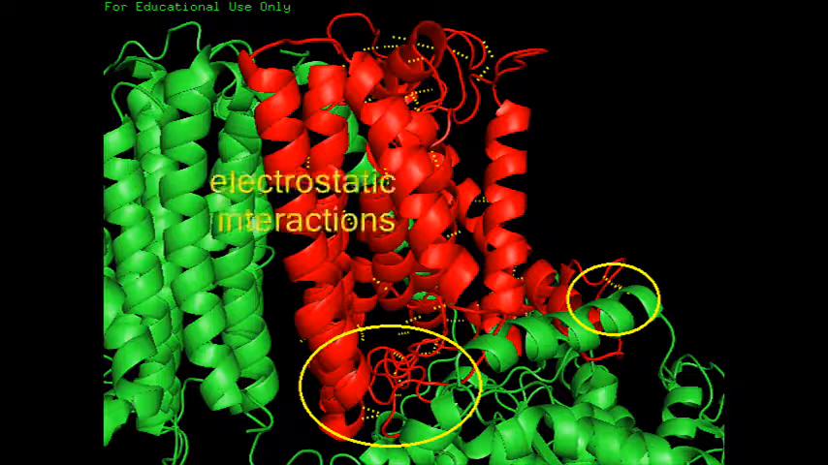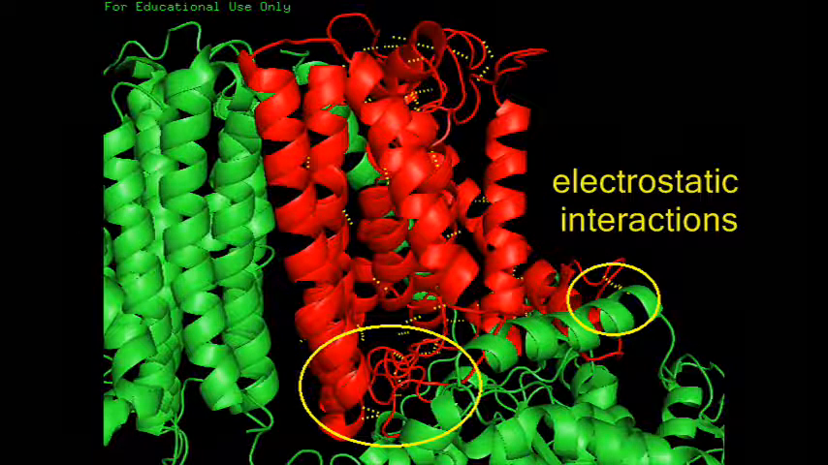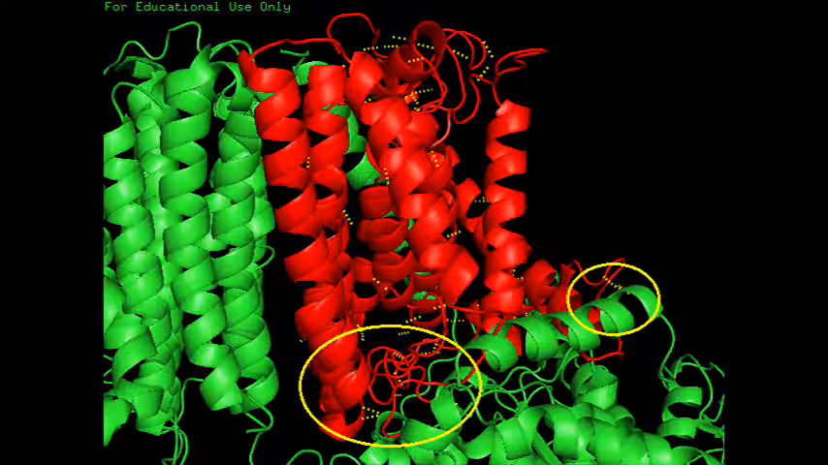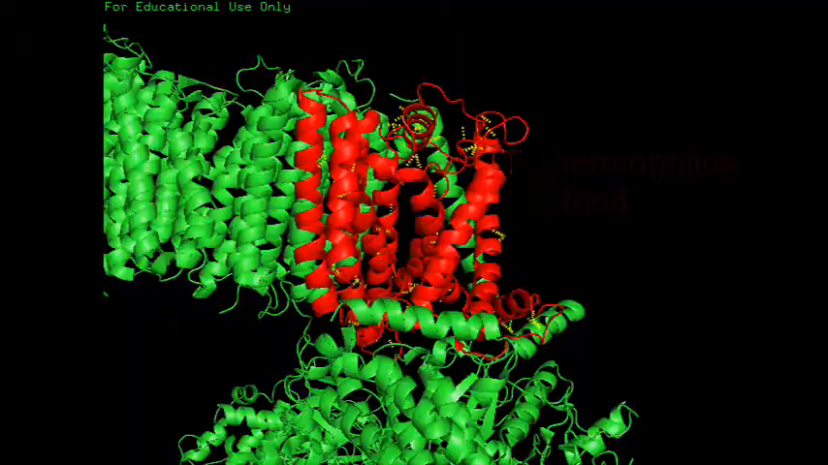Conserved electrostatic interactions exist between the two domains through hydrogen bonds and salt bridges among subunits NQO8 of the membrane arm and NQO4 and NQO6 of the peripheral arm. Thus, the coupling of quinone reduction to proton pumping most likely evolved one time and acts through subunit NQO8.